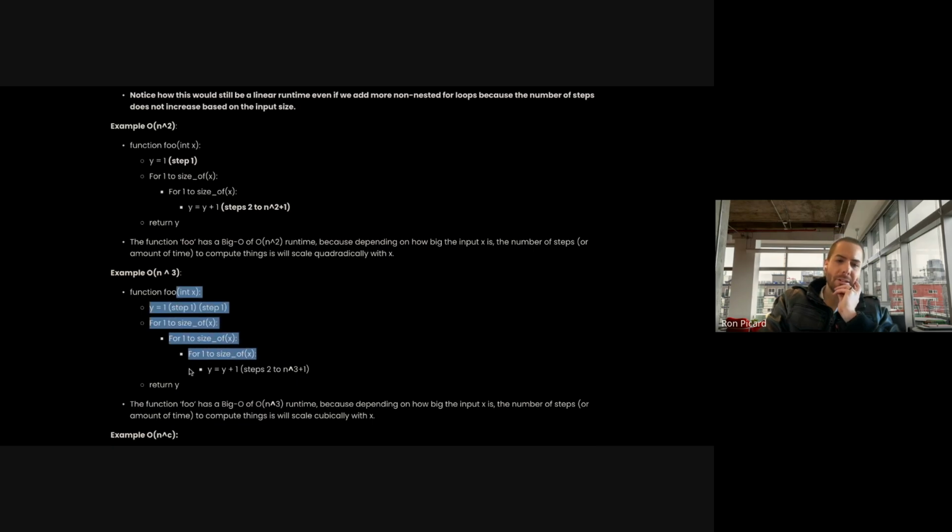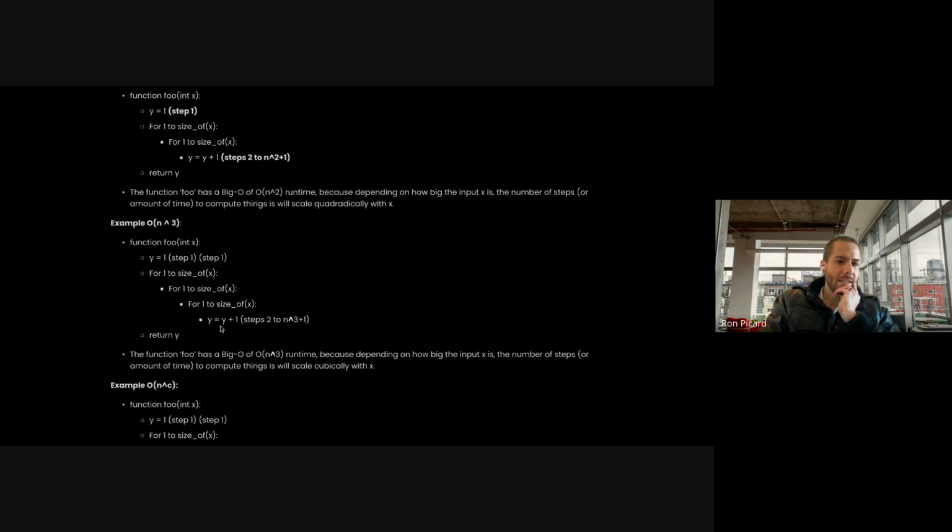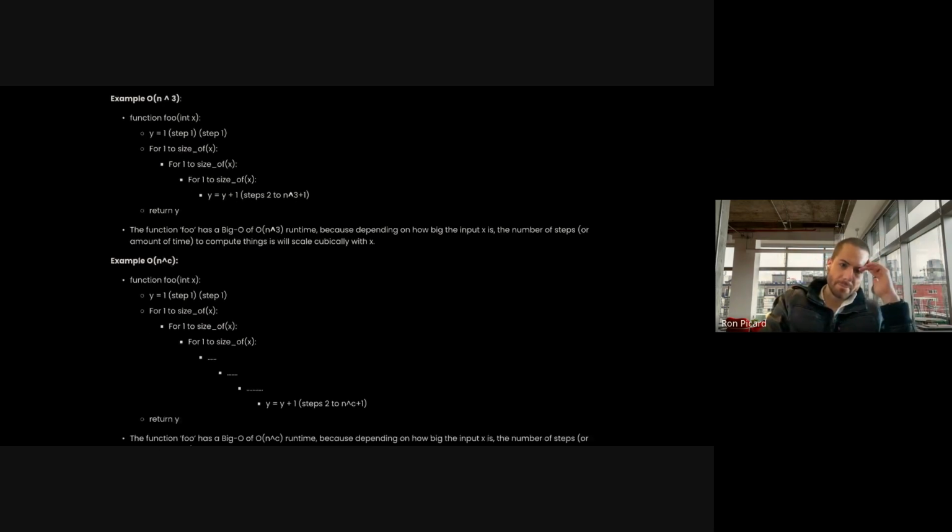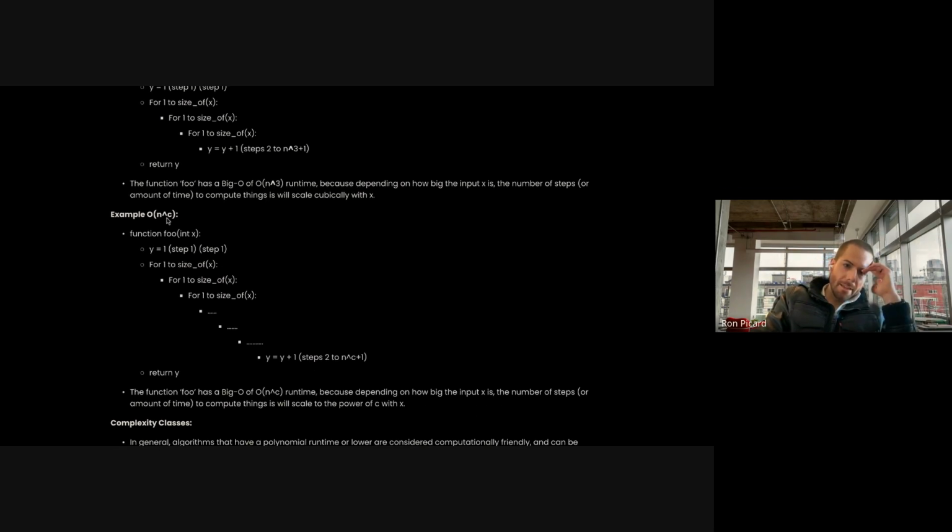So now we get a little bit worse, but it's still polynomial time. It's a triple nested for loop. And so it's going to be big O of n to the third, really of x to the third, because x is what's determining kind of the scope and scale. And then this is just an illustration of so on and so forth. You can keep nesting them, they'll still be polynomial time, but they'll get worse and worse and worse as you keep nesting them.